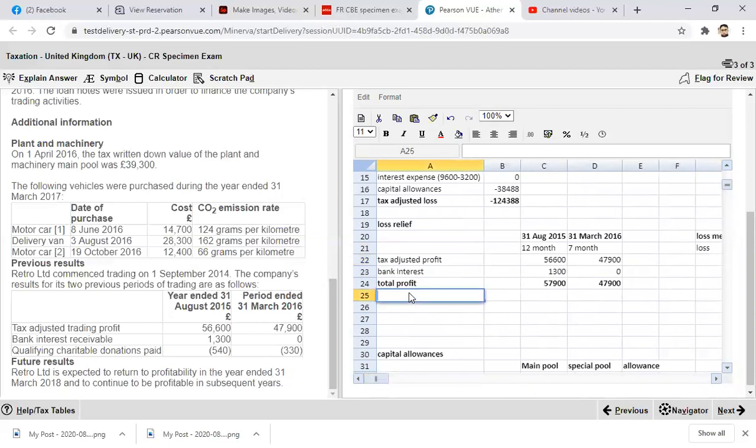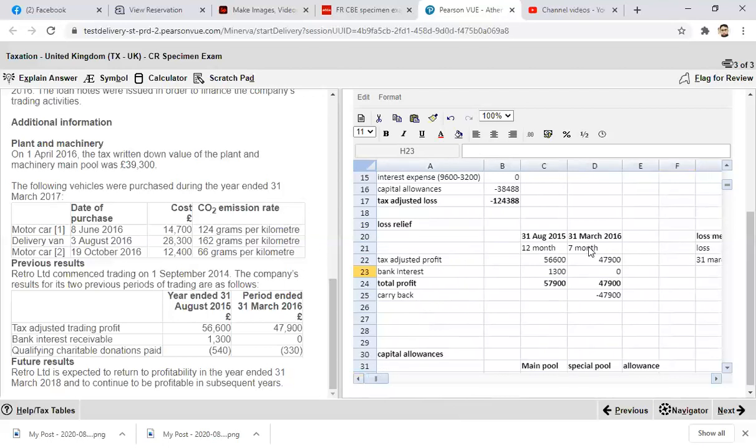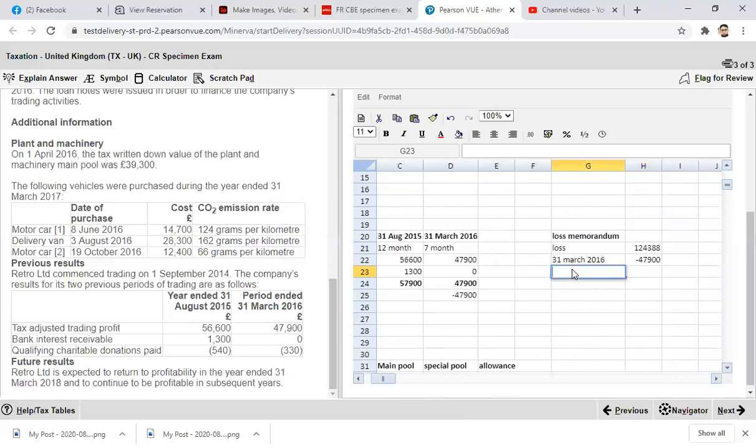So you can see that in the current year there is no income. So we have carry back. First of all, we will use this 47,900 completely, making it zero. So for 31st March 2016, we deduct this 47,900, and the remaining loss. Now, as you can see, this 7 month period is completed. Now we have the remaining 5 months of the 12 month carry back facility. So we have to use this 56,600, which is for 12 months, so we have to time apportion it.